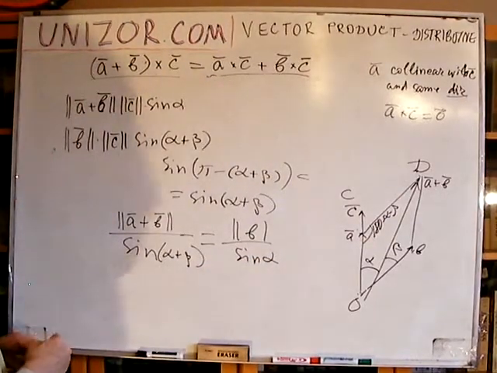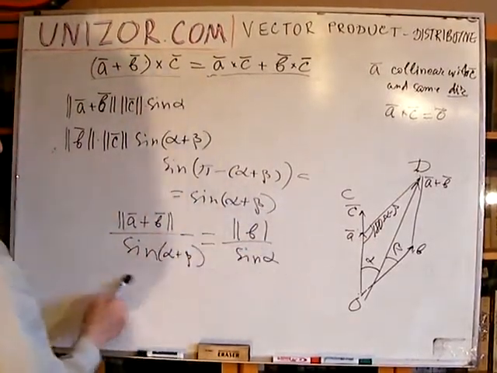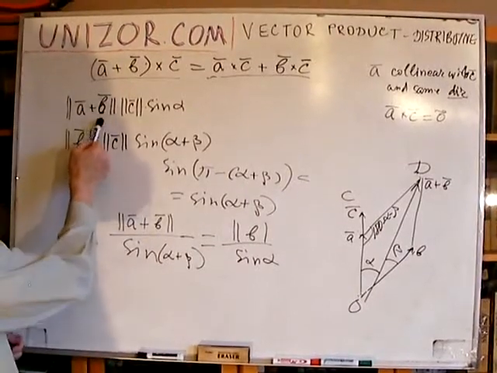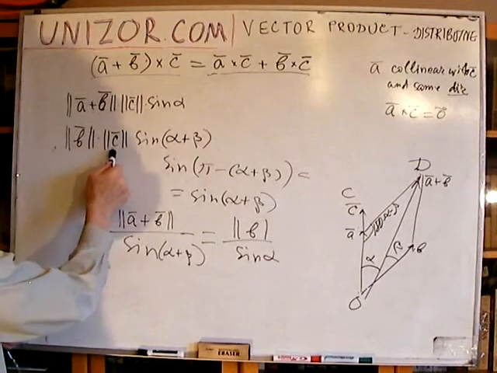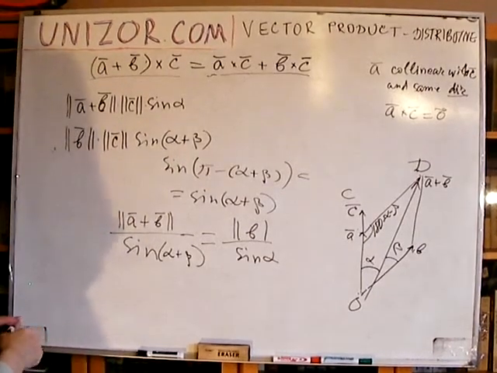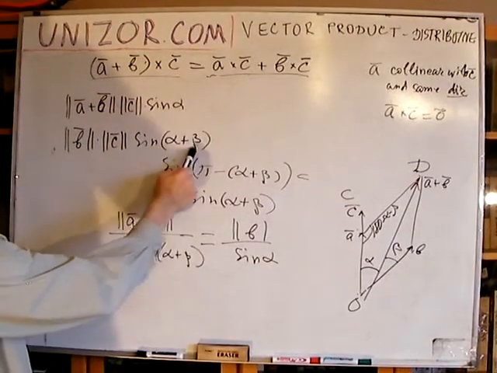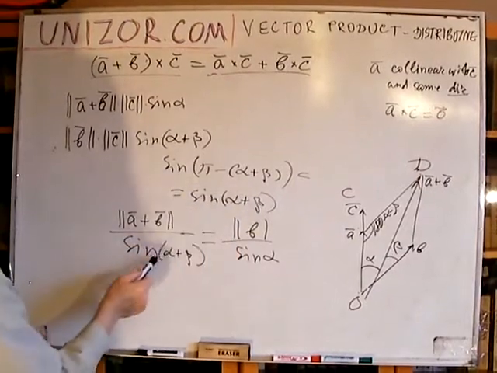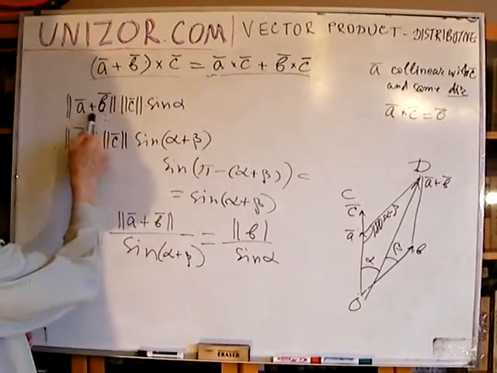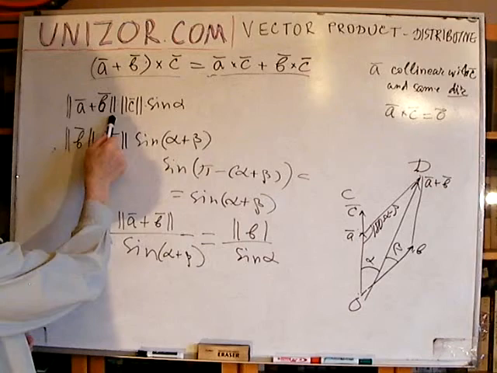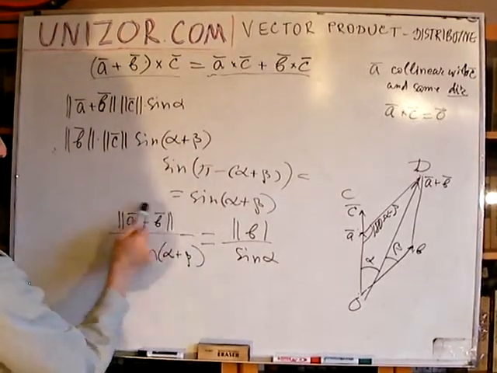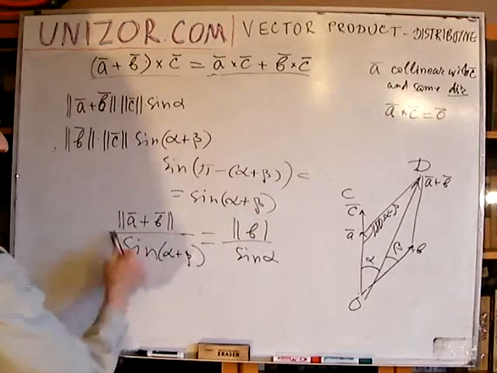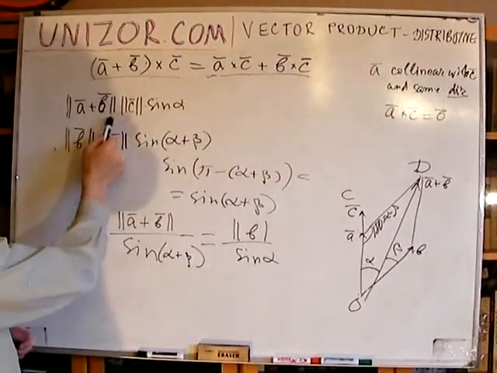So that's the law of sines. And what do we see here? This is exactly the same as the equality of these guys. Well, obviously, multiplication by the length of c doesn't change anything, but now b times sine of alpha plus beta equals the length of a plus b times sine of a, right? So this equality is exactly the same as equality between these things.